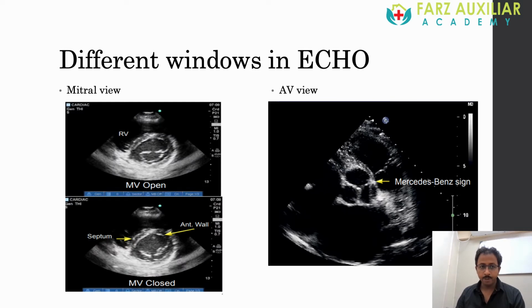Tilting the probe a little bit more, we will obtain the mitral valve, either in a closed position or in an open position, in the fish mouth area. After that, we will obtain the view of the aortic valve, that is, the classic Mercedes-Benz sign.